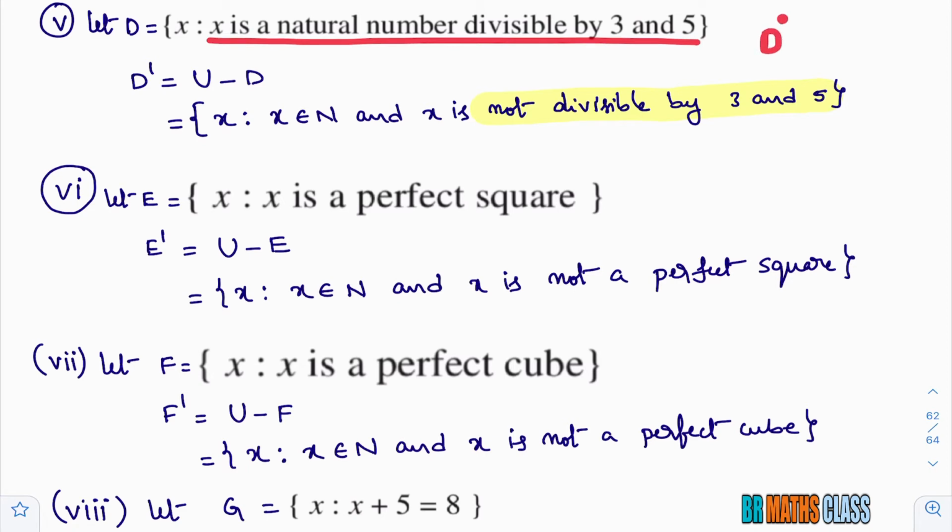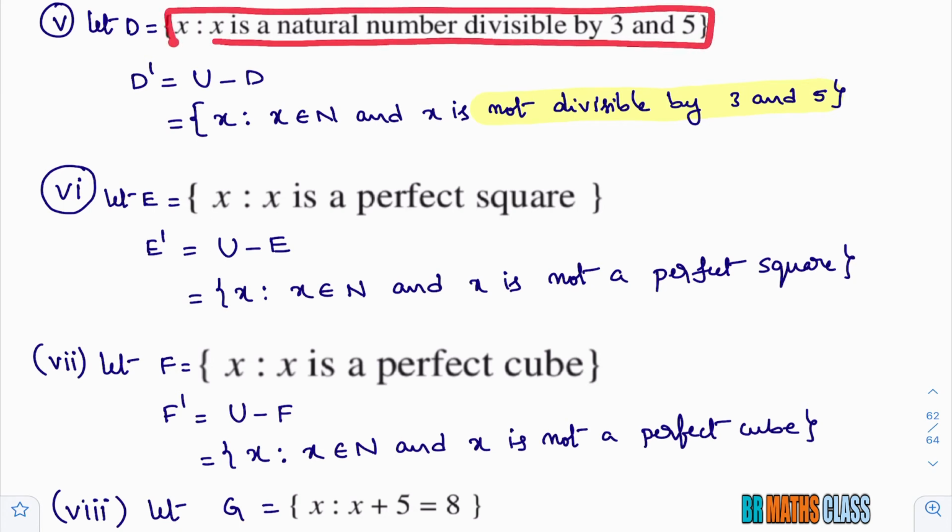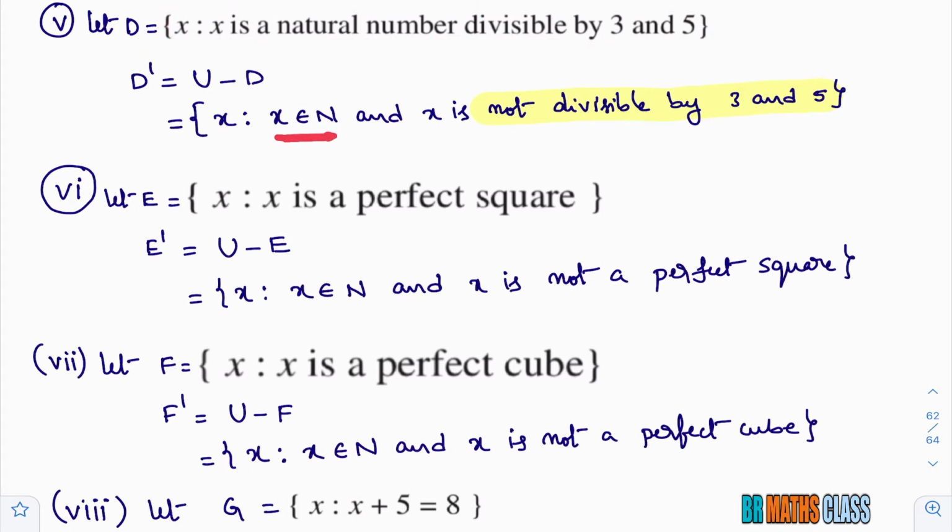D dash is also known as not D. Not D. That means X is a natural number and not divisible by 3 and 5. Simple way to answer. X is a natural number and not divisible by 3 and 5. See here, same thing I written. X is a natural number and X is not divisible by 3 and 5. Over. Simple thing it is.